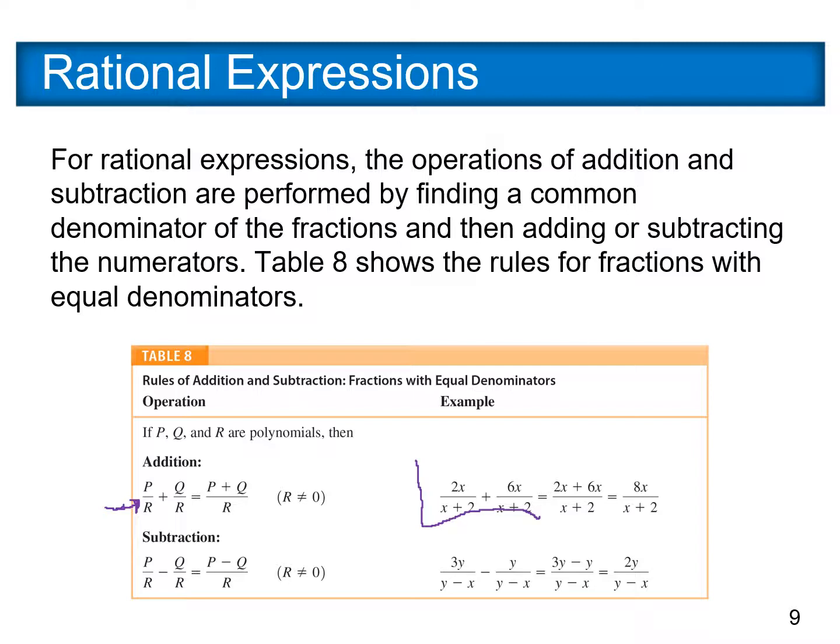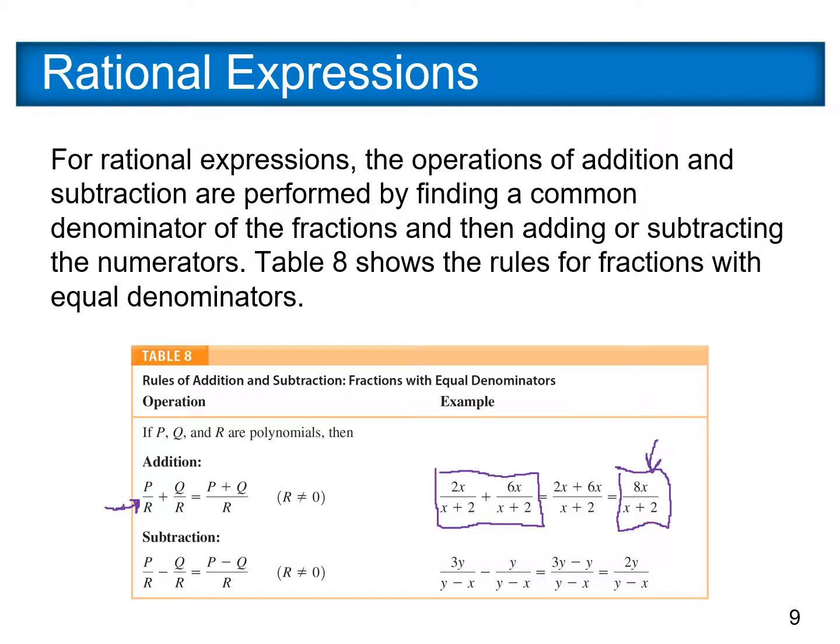So I have here an example as well. My apologies, let me eliminate that one. There you go. So I have here an example: 2x divided by x plus 2, plus 6x divided by x plus 2. Now, because the denominators are the same, all I need to do is keep the base, x plus 2, and on the top part I add 2x plus 6x, which results in 8x divided by x plus 2, which is the solution over there.